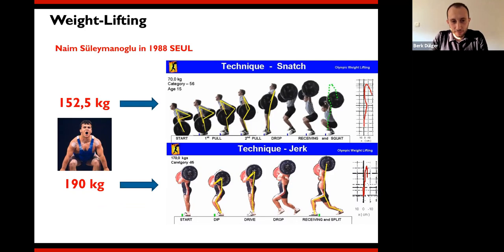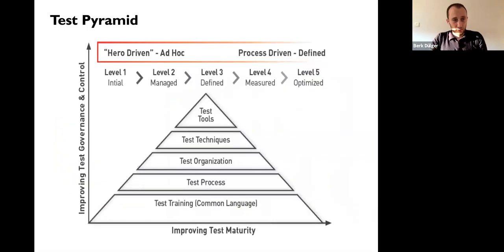The same guy, same height, but very different weights. So it is so important in every aspect of life, just like sports. It's the same in the software industry, in software testing, it's the same.